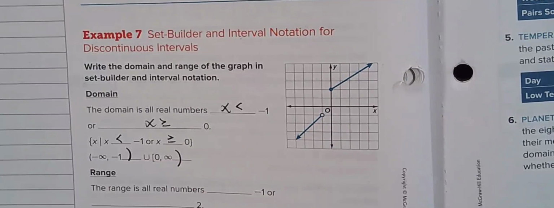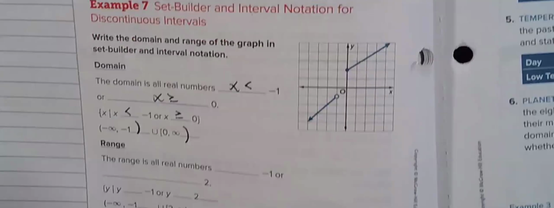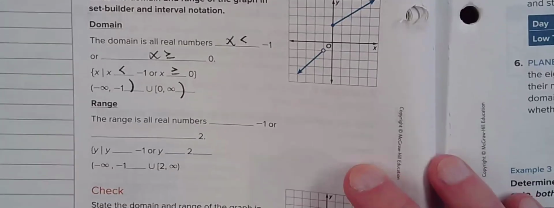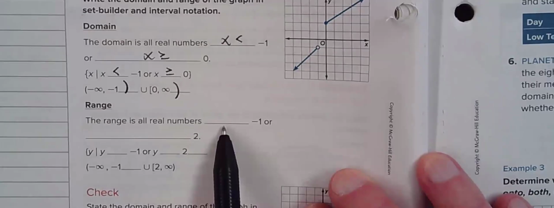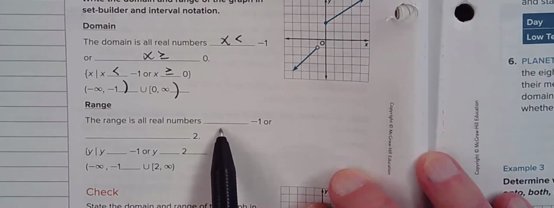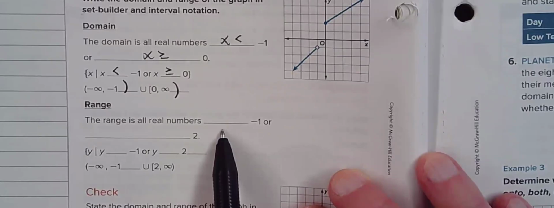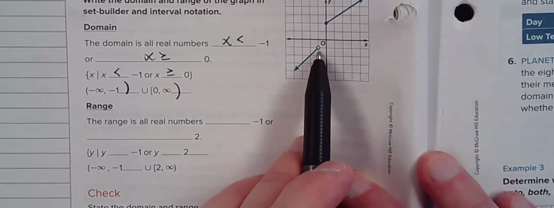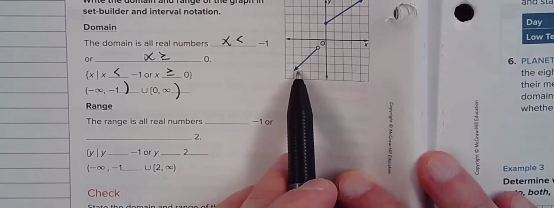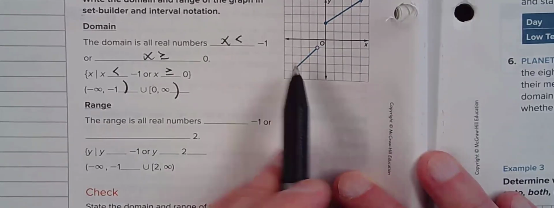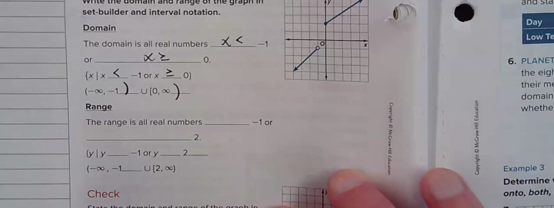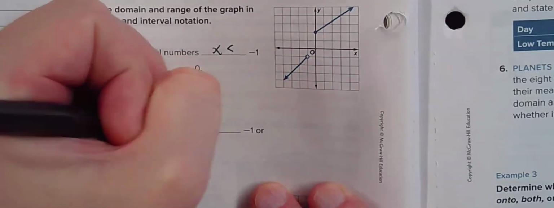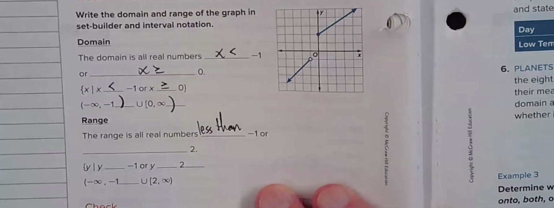For the range. The range will be all real numbers in what relation to -1? Here's -1 on the y-axis, going down, so greater than, less than, greater than or equal to, less than or equal to, less than. I'm gonna write the words this time, less than. You can do the symbol if you want to.